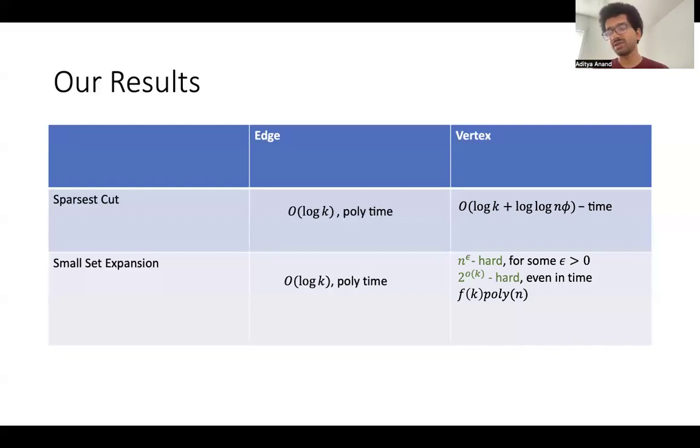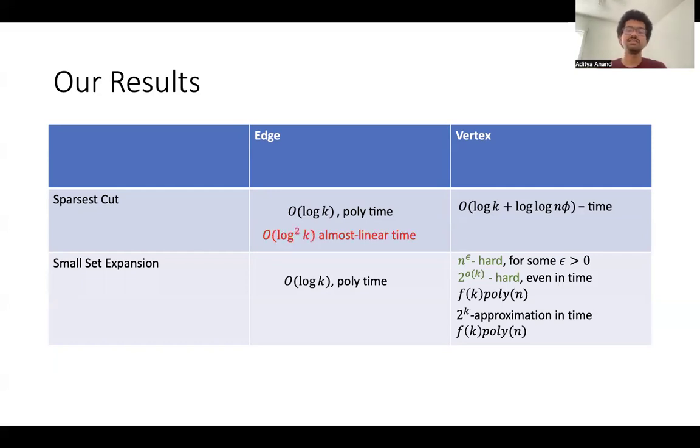And for small set vertex expansion, we show that it's actually much, much harder. We show that it's n to the epsilon hard to approximate, for some epsilon greater than 0. And it's also 2 to the little o of k approximation hard, even when we allow algorithms which can run in time f(k) times poly n. So it's a very hard problem. Finally, we also match our 2 to the k lower bound with a 2 to the k upper bound, and the runtime is f(k) times poly n. Those are our results, and that's one set of results.